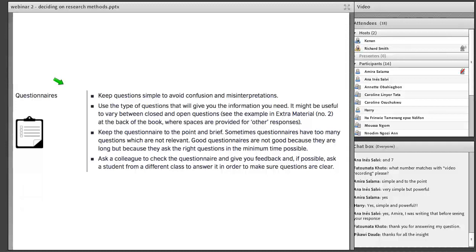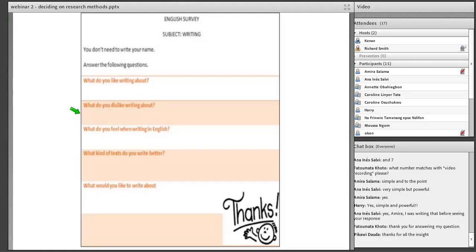I'm going to give you just a few tips about different kinds of research method, and then we're going to move over to some of your questions. So with questionnaires, I'll just simply read through what it says. Keep the questions simple to avoid confusion and misinterpretations. Use the type of questions that will give you the information that you need. So always think about what you are really interested in finding out.